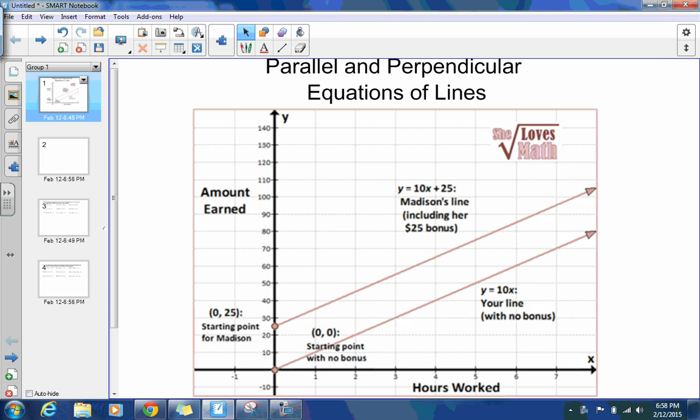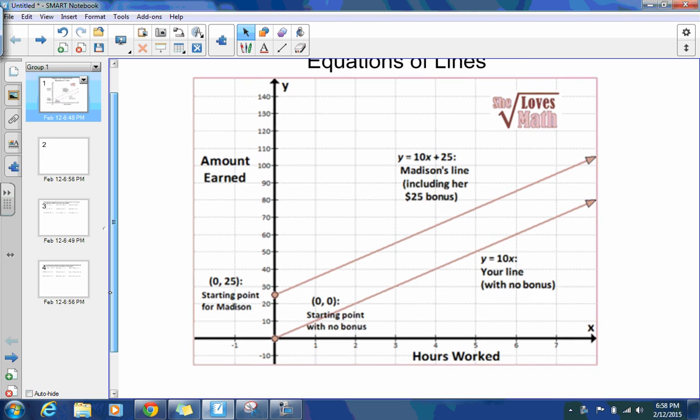Alright, so this here is a quick video that I would like to do on parallel and perpendicular lines when we're talking about the equations. And so I want to start off with this little picture here of what you can see here. It's a graph of, it looks like we're comparing the hours worked with the amount of money earned.